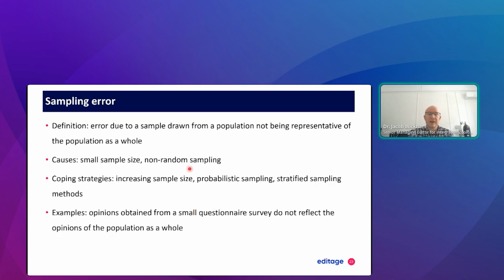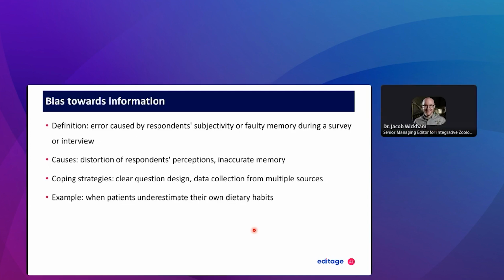For example, you can have individuals categorized into different age groups and make sure you sample enough individuals from each age group. So an example of sampling error, this can be opinions from a small questionnaire survey do not reflect the opinions of the population as a whole.